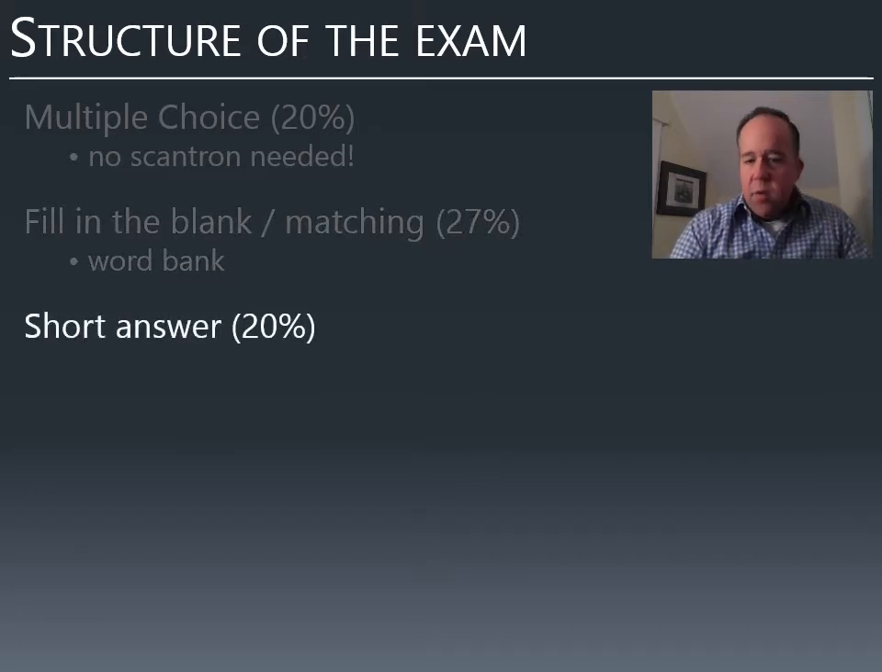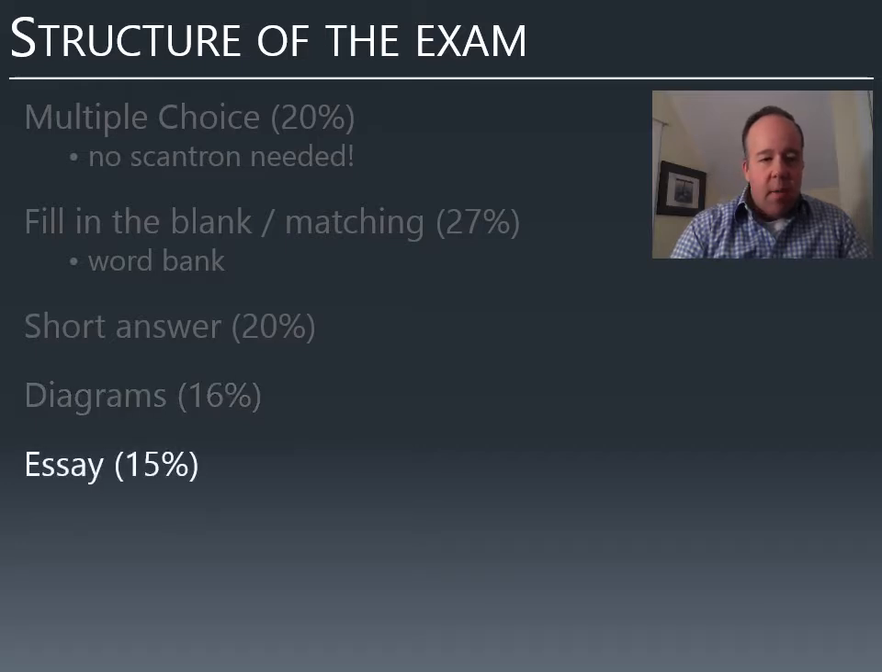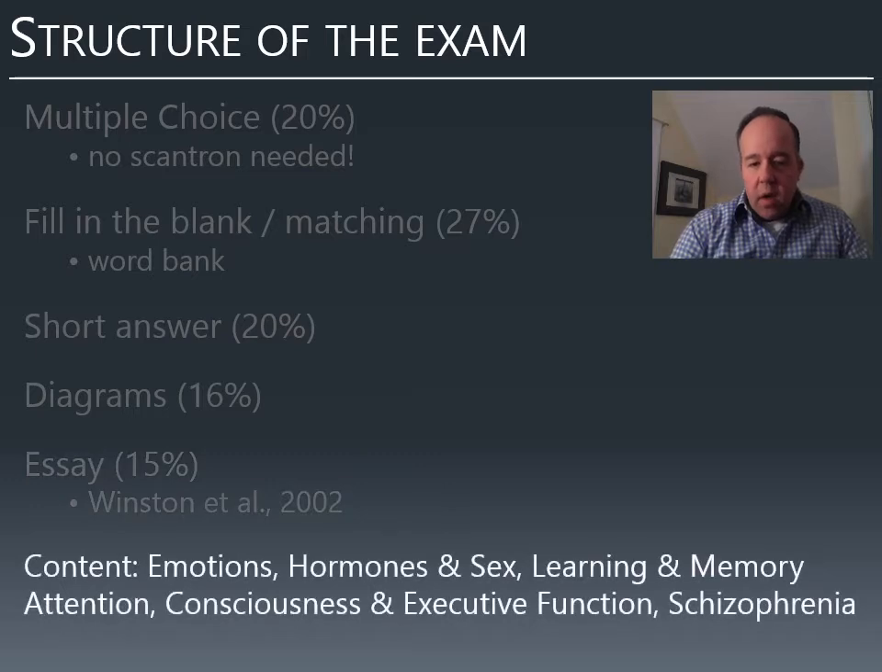There will be some short answer questions. About a fifth of the exam is short answer. So there you just come up with your own response in your own words for whatever the question is. Diagrams will be on the exam, a combination of fill in the label and explain the graph sorts of questions. And then finally, the essay, which has always been part of the exams. This one will cover our discussion of Winston et al., which pertain to our unit on emotions.